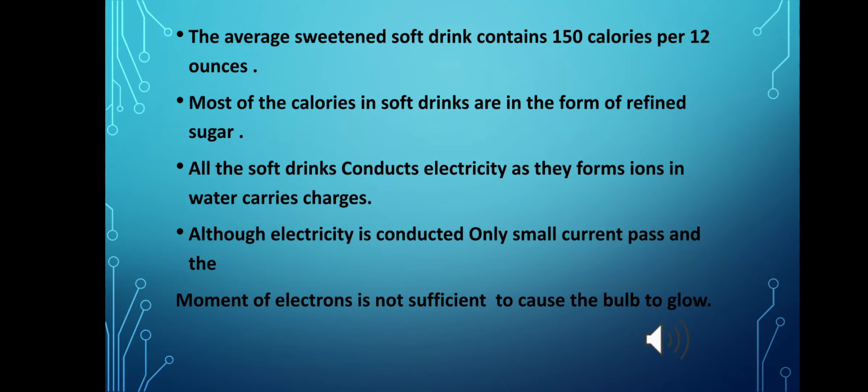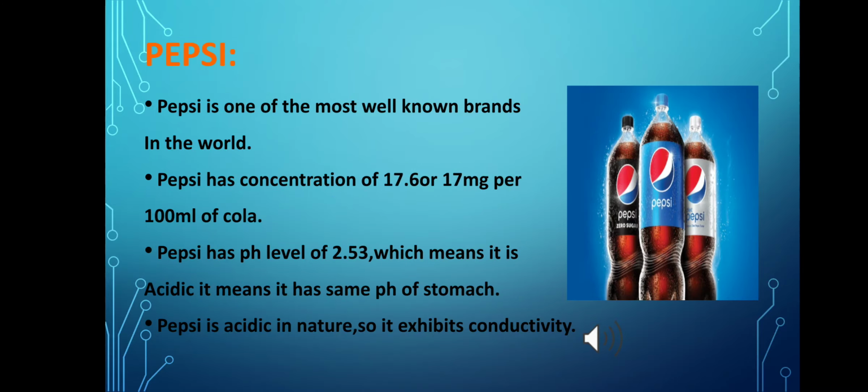All soft drinks conduct electricity as they form ions in water that carry charges. Although electricity is conducted, only a small current passes through them. The movement of electrons is not sufficient to cause the bulb to glow. We completed this project using some soft drinks like Pepsi, 7-Up and Mountain Dew. This slide describes Pepsi.